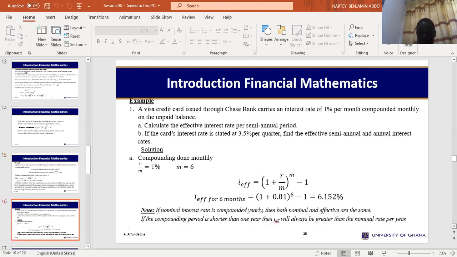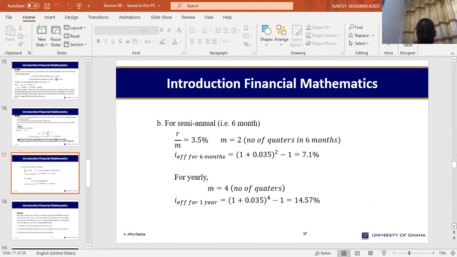Okay, and this is another example, which is also the same principle. So this is a semi-annual payment, that is 6 months. So if the rate is 7%, then R over 2 will be 3.5%. So we'll get 7.1%.